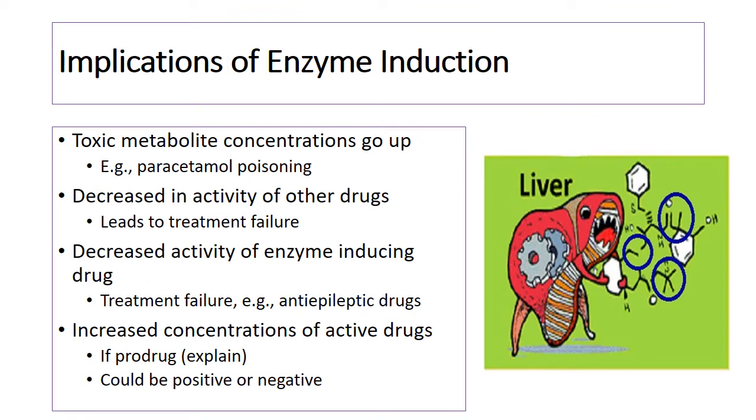The implications of enzyme induction. I've already started saying some of them, but let's go through them one by one. The implication of increasing the amount or the activity of enzymes from the liver is that in some instances you can get toxic metabolite concentrations going up. For example, in paracetamol poisoning, the poisoning occurs because of a phase one metabolite, which is an imine.